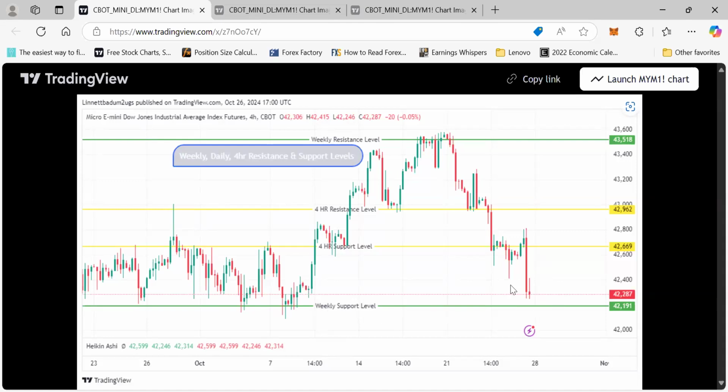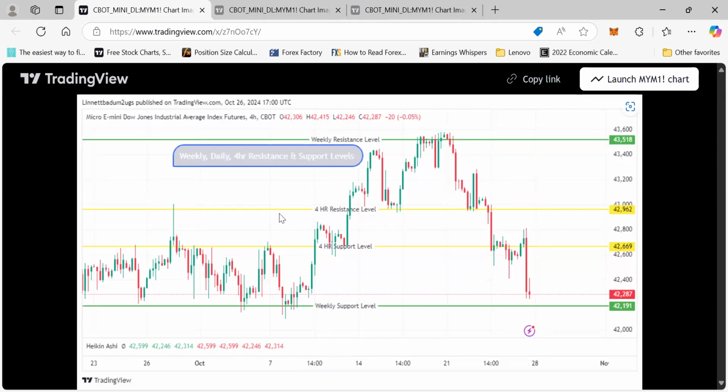Is this your markup for the week or just to practice? It was just practice. It was just the homework. Oh, okay, cool. All right, so we have your weekly support level. We have a 4-hour support, which are you talking about this being a 4-hour support on this side? Yeah. Okay, all right, cool. And then the resistance, are you going based off this wick rejection over here?